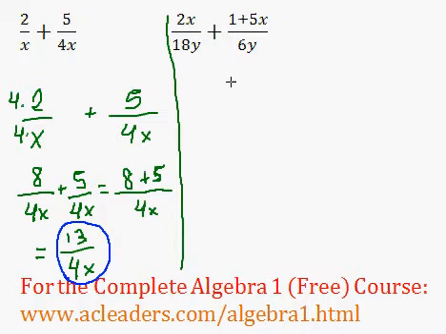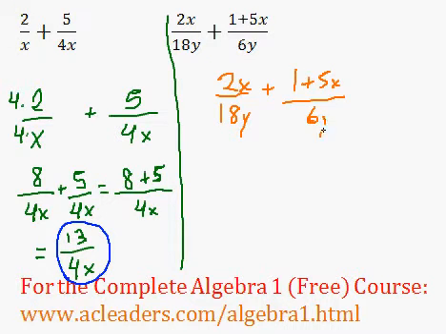So what about over here? We have 2x over 18y plus 1 plus 5x all over 6y. Again, we need a common denominator, and we have 18y and 6y, and we can very easily get a common denominator of 18y, which would be the least common denominator. So what I'll do is multiply the second fraction here by 3 over 3, and I need to have everything in the numerator in brackets.